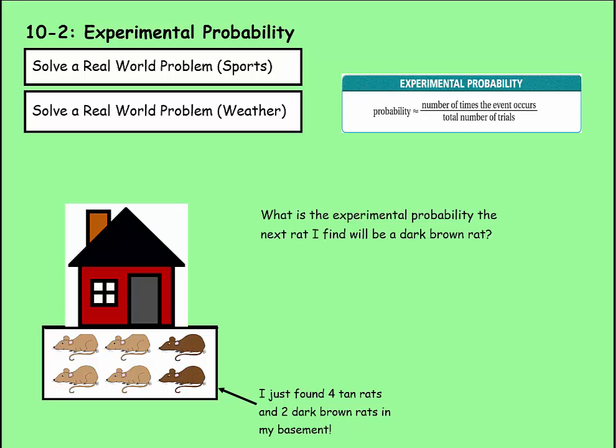We're on lesson 2 of chapter 10, which we're going to focus on experimental probability. First, we're going to solve a real-world problem with sports. Then we'll solve a real-world problem with weather.